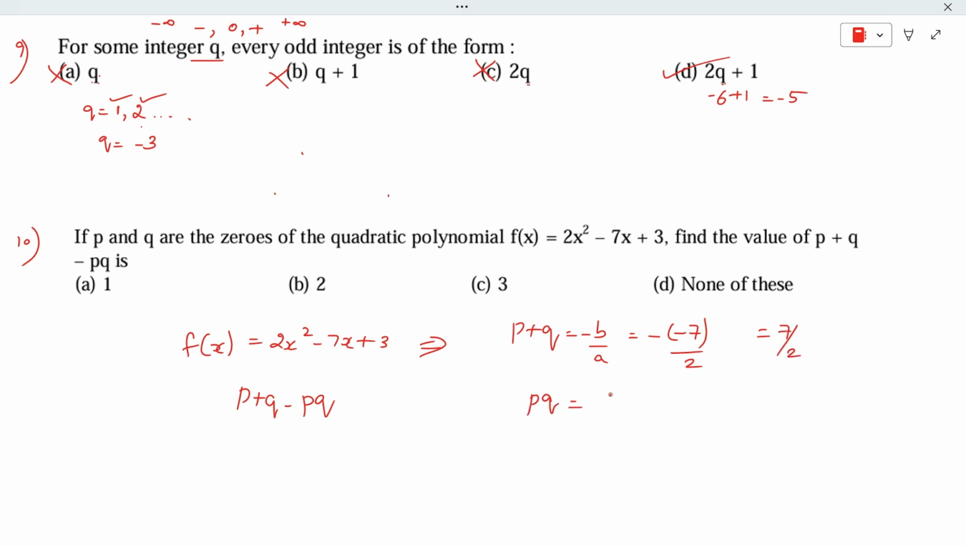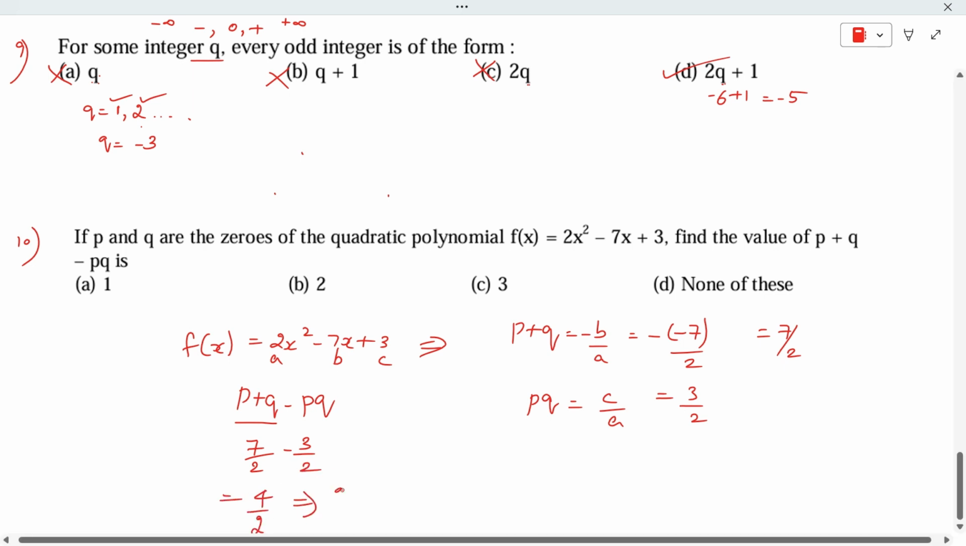Product of the root is going to be C by A. So you know it, this is A, B, and C, right? So C is 3 by 2. Now we are going to substitute the values. P plus Q is 7 by 2 minus 3 by 2, which is going to be 4 by 2. After simplifying, I will get 2. So the option is B, 2.